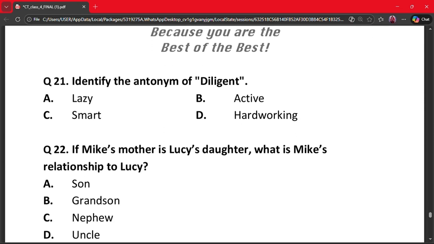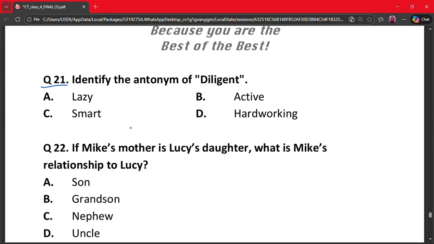Moving on to the next question, that is question number 21. Identify the antonym of diligent. A. Lazy, B. Active, C. Smart, and D. Hardworking. The correct answer is A. Lazy, because diligent means hardworking and lazy means unwilling to work. They are opposites in meaning.